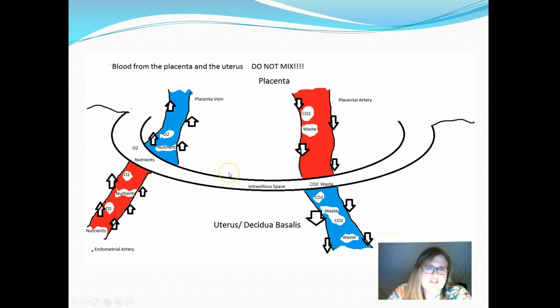Here it is again, and I drew it because a lot of people think that the blood mixes. It does not mix, the end. So here's the placenta, and mom, with her endometrial artery, pushes O2 and nutrients to this gap, and then the placental vein will pick it up and take it to baby. Conversely, the baby has two placental arteries that take CO2 and waste to the gap, and mom's endometrial veins will pick them up and take them for her to excrete.